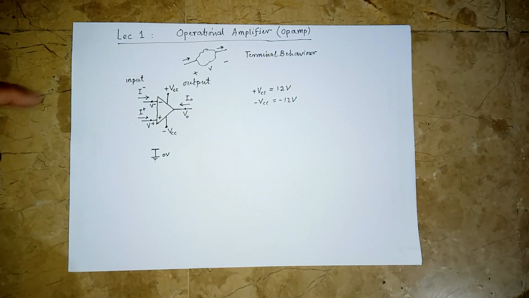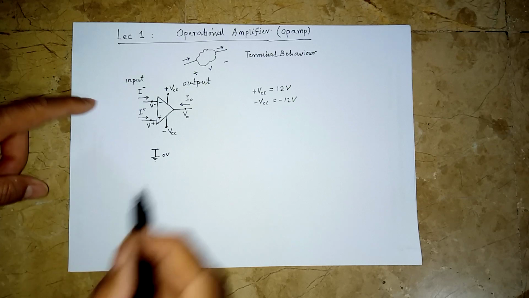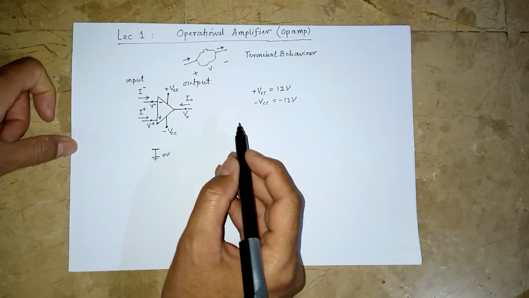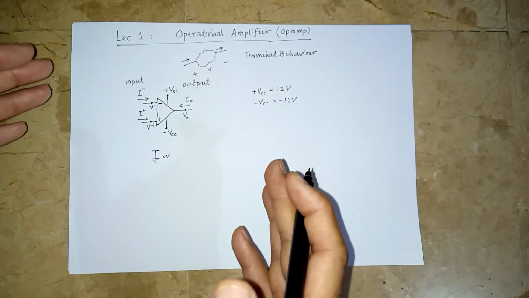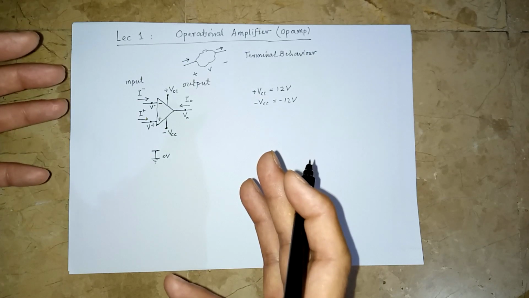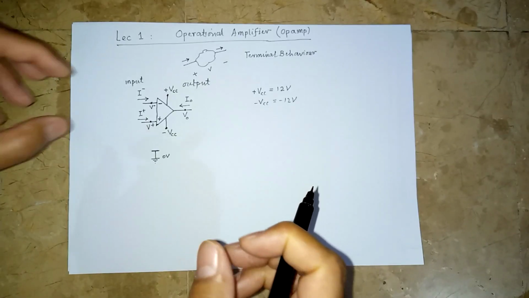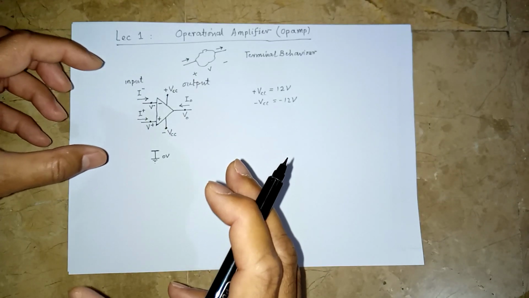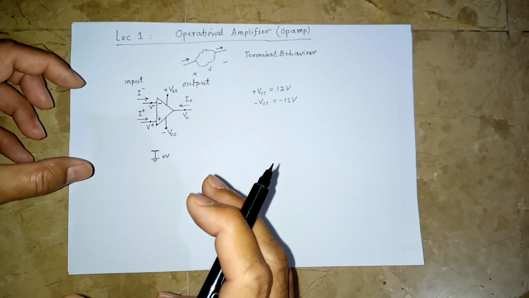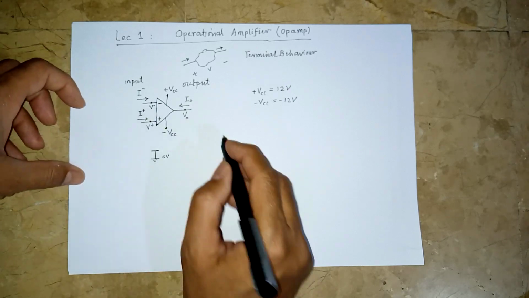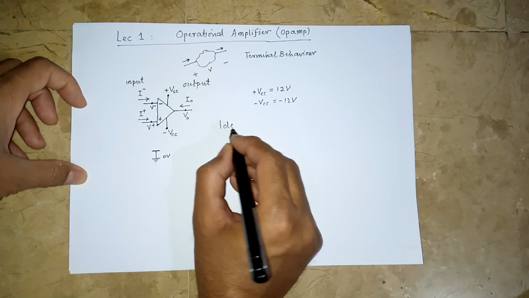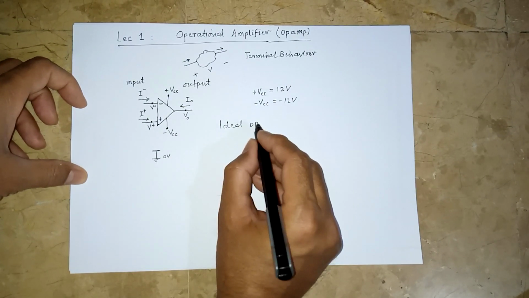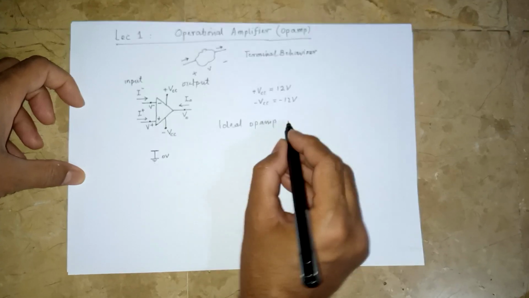So a real operational amplifier is quite a complicated circuit, but right now we are going to consider an equivalent model of it. In fact, we will consider an ideal op-amp model.